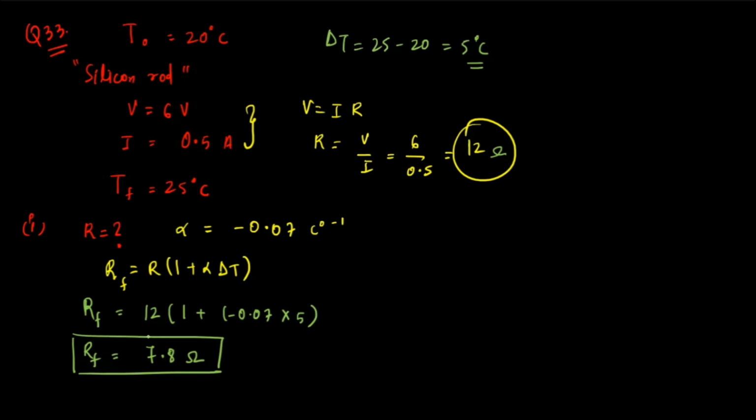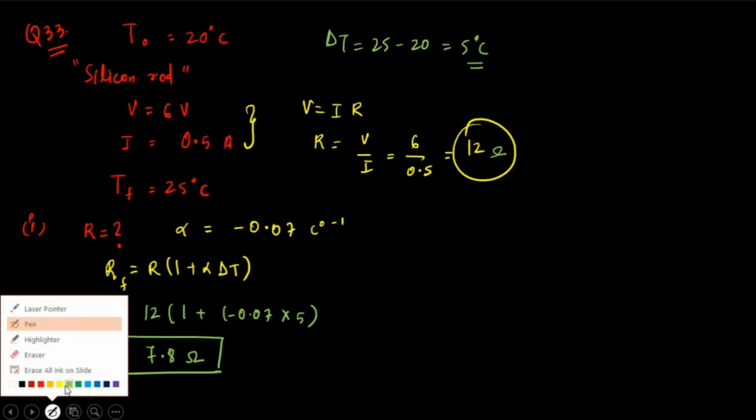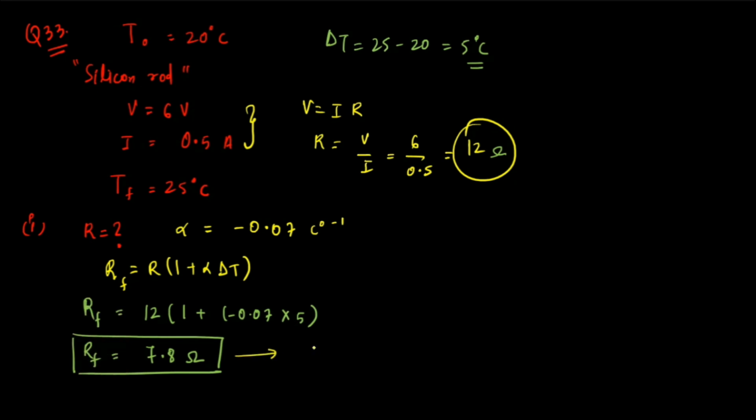Similarly, if we try to solve the next part, the question says, how much current does it carry? So if the final value of resistance changes, what will be the effect on the current? Obviously, current will change. Again, by using Ohm's law, we can say V = IR, so I = V/R. Potential will remain the same as we are not going to change the battery. So 6 over 7.8 will result in an increase in the value of current.